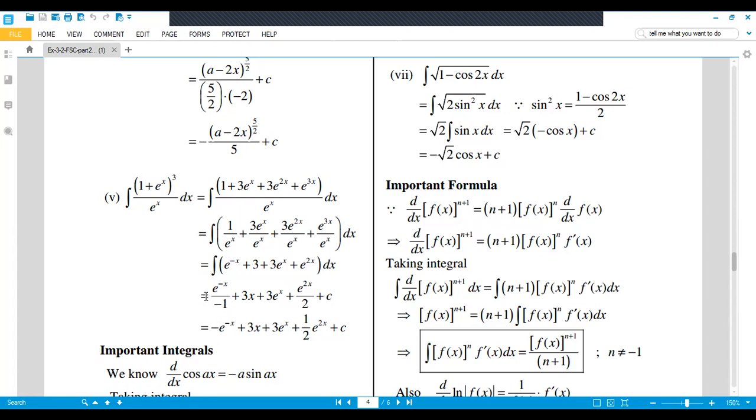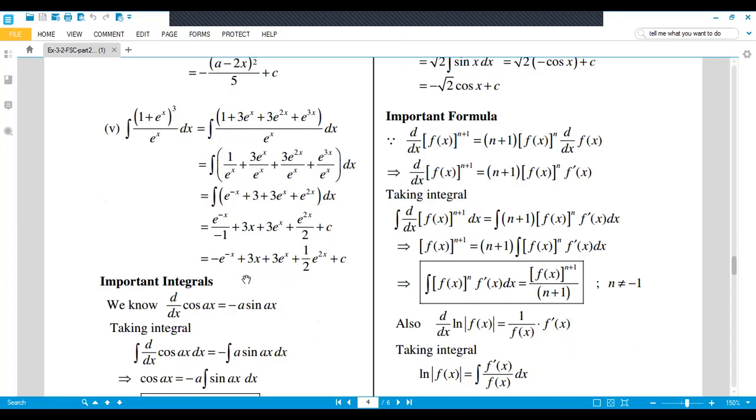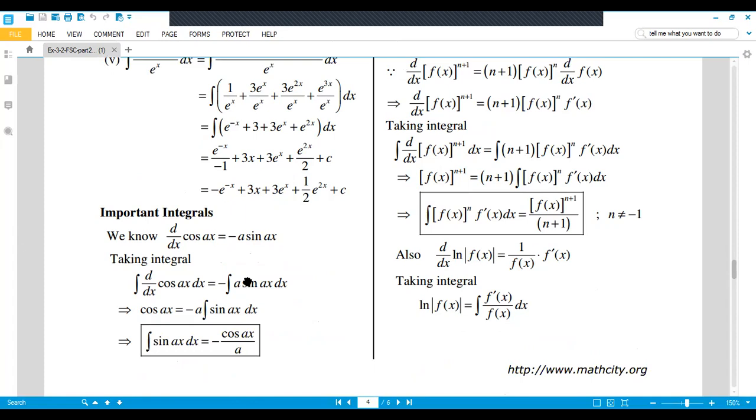So this minus sign will come in the numerator. So minus e power minus x plus 3x plus 3e power x plus half e power 2x plus c is the required answer. Now before starting the sixth part, some important integral rules.